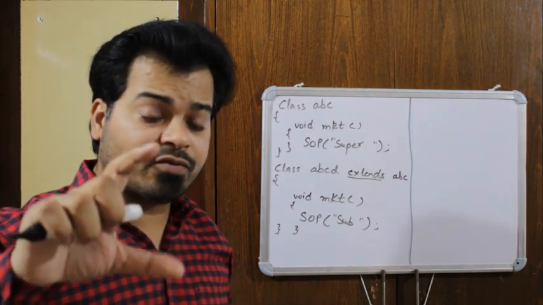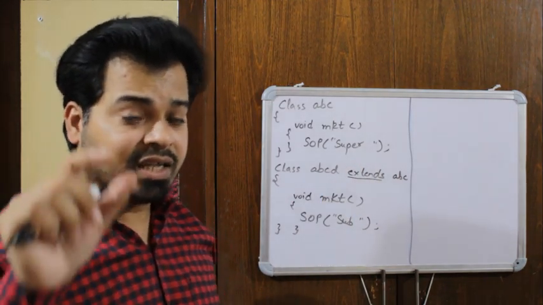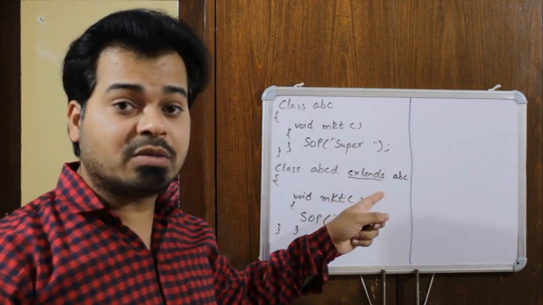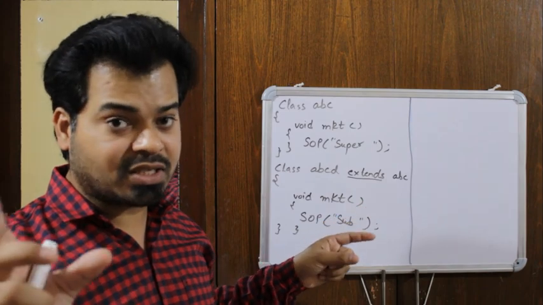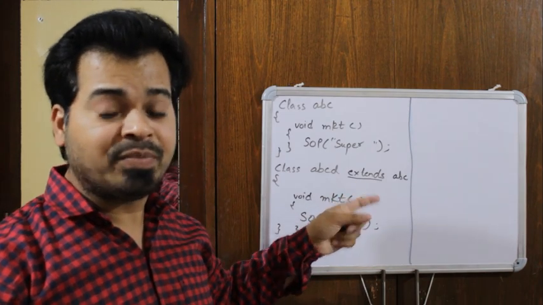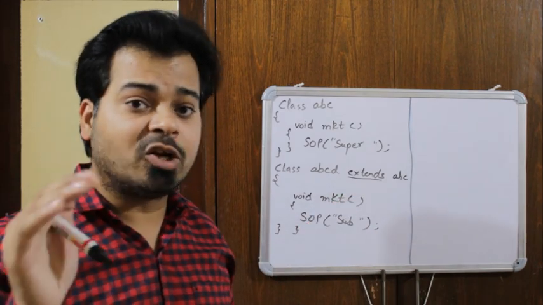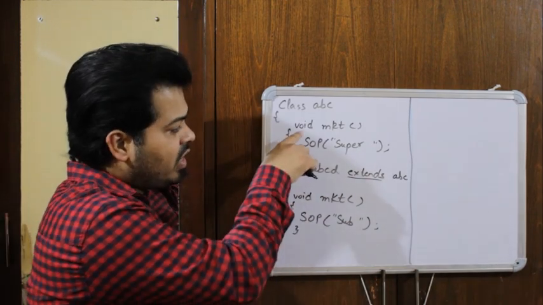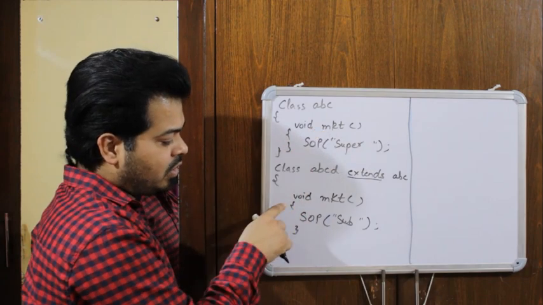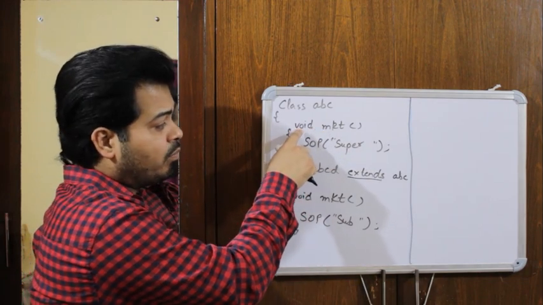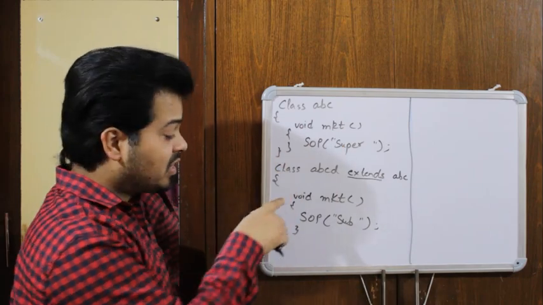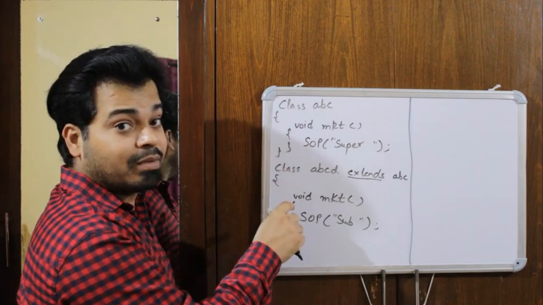The rules of method overriding say that if multiple classes are there, an is-a relationship is important, and you know that an is-a relationship is nothing but inheritance, so inheritance is necessary. The second rule of method overriding says that you can only use non-static methods. If you see here, I have used non-static methods. These two methods, void mkt and void mkt, are both non-static methods.